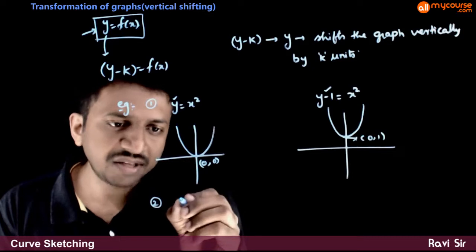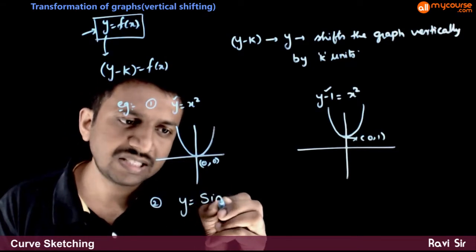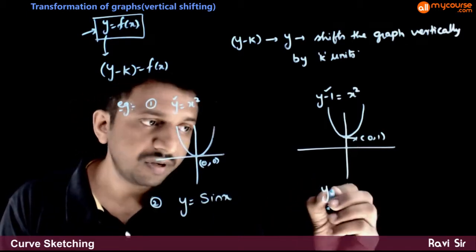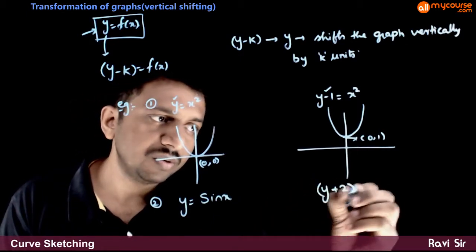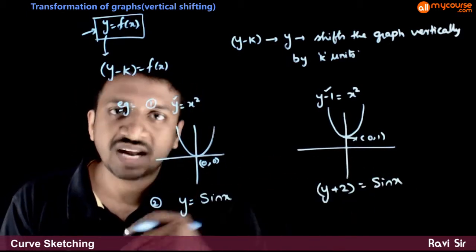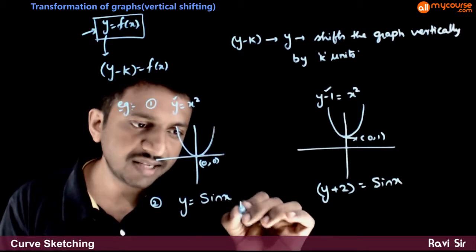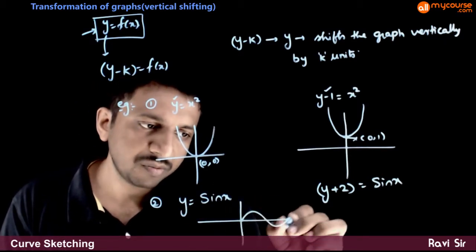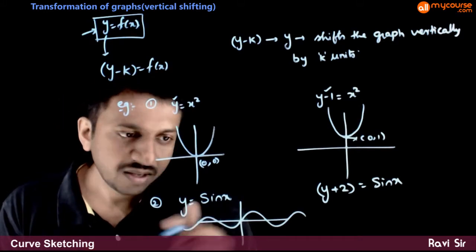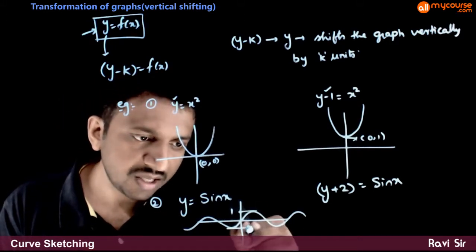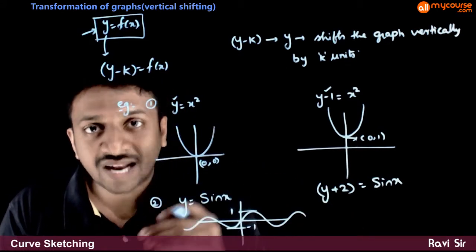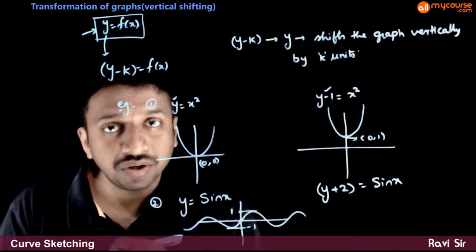Next, if you have the graph of y is equal to sin x, and next you have the graph of y plus 2 is equal to sin x, what's the difference between this graph and this graph? Y is equal to sin x is a very straightforward graph, which you know is a graph which oscillates. So this will be 1, this will be minus 1. So now instead of y, if you put y plus 2, the graph shifts downwards this time by 2 units.